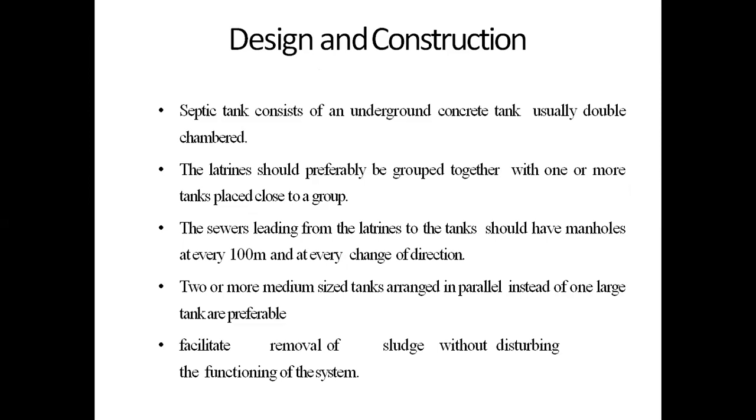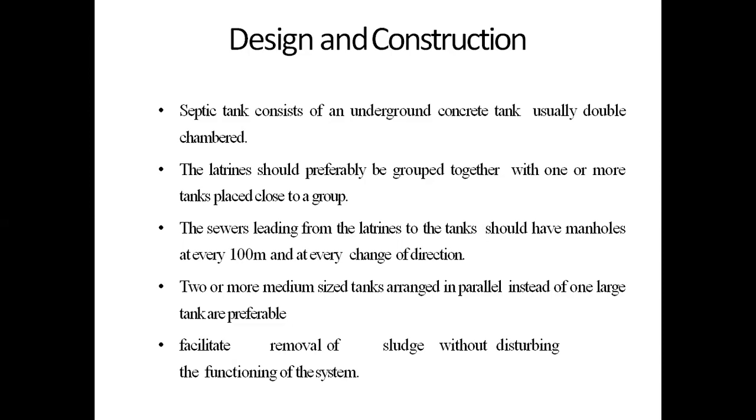Now come to the design and construction of a septic tank. A septic tank mainly consists of an underground concrete tank, and usually it is a double chamber. The latrines should preferably be grouped together with one or more tanks placed close to a group. The sewers leading from the latrines to the tanks should have manholes at every 100 meters and every change of direction. It is made in case there is an obstruction or a problem in future, so we can take steps to clean them through the manholes.